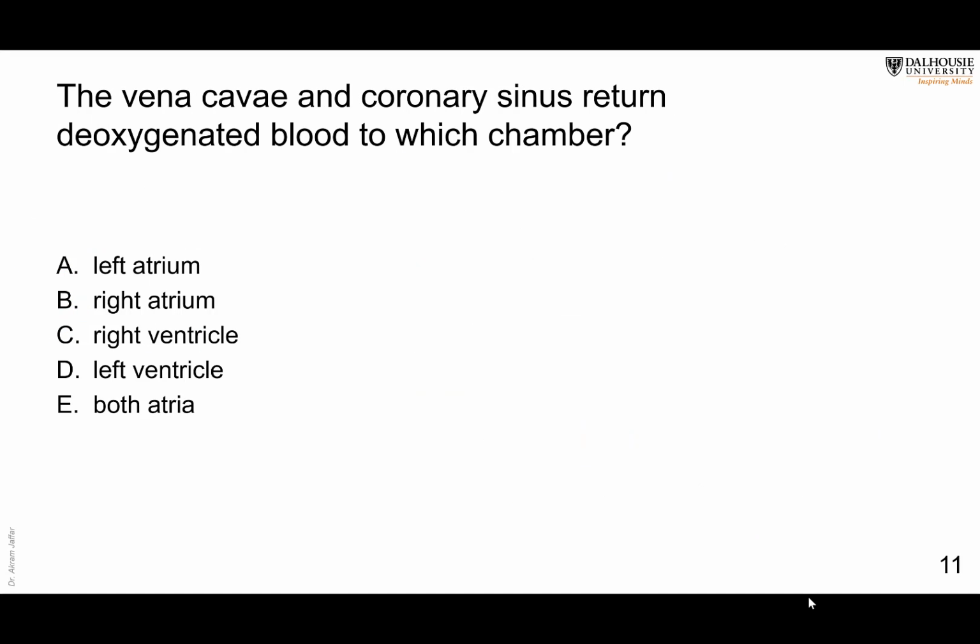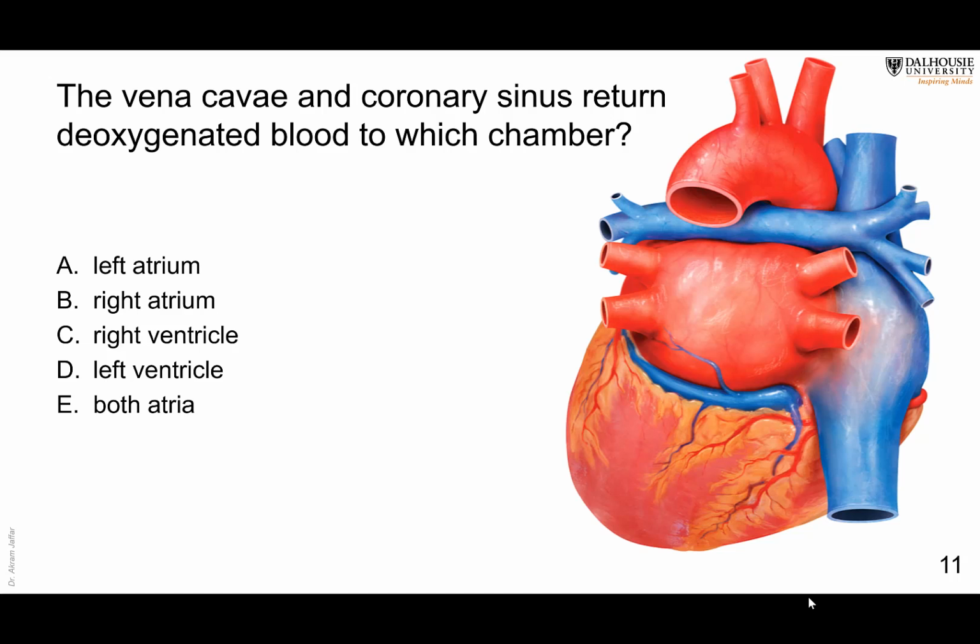The vena cava and coronary sinus return deoxygenated blood to which chamber of the heart? Let's study this view of the heart from behind. And you can see here that this is the left atrium. And the left atrium, the left side of the heart, contains oxygenated blood. In fact, it receives the 4 pulmonary veins. They are called veins, but they carry oxygenated blood because they carry blood toward the heart. Therefore, the left atrium contains oxygenated blood, so it is not one of the choices here.